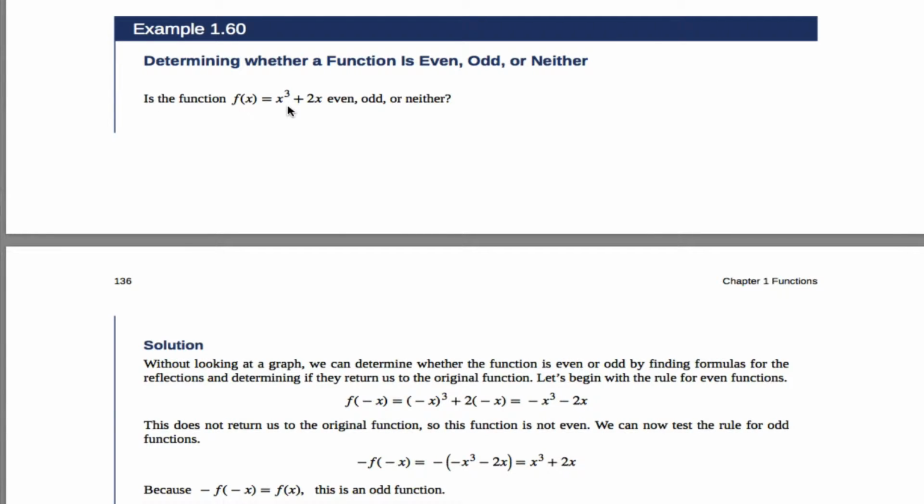1.60, determine whether this function is even, odd, or neither. I'm going to show you how to do this, and then I'm going to show you kind of a shortcut, and then I'm going to talk about why it's not a great shortcut to use. Note that I do things very, very slightly differently from your book.